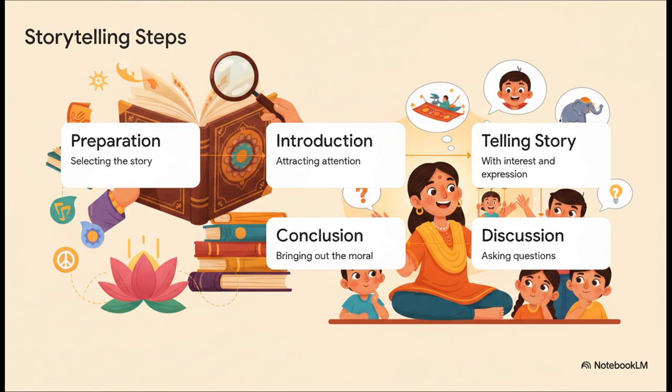Step 3 is telling the story, and listen, you've got to do this with real interest and expression, no monotone reading aloud. Step 4 is discussion, asking questions to check if they're following along. And finally, Step 5 is the conclusion, where you bring out the moral and those core values. It's a beautifully structured journey, right from picking the tale to extracting the lesson.